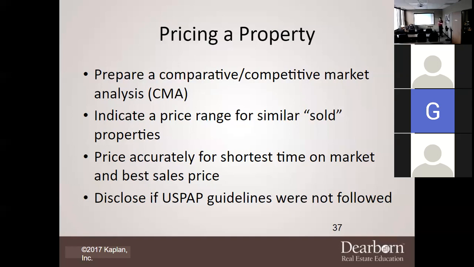No, no. That's why you have to actually go off the sold data, not active, because the key thing is I can go put anybody's property up for $1 million, $2 million. That's going to skew our numbers, and it's not going to give a good indication. Okay, so you always want to look at the sold range. Then, of course, you want to price it accurately for the shortest time on the market and the best sales price. And guys and gals, this is the hardest one.